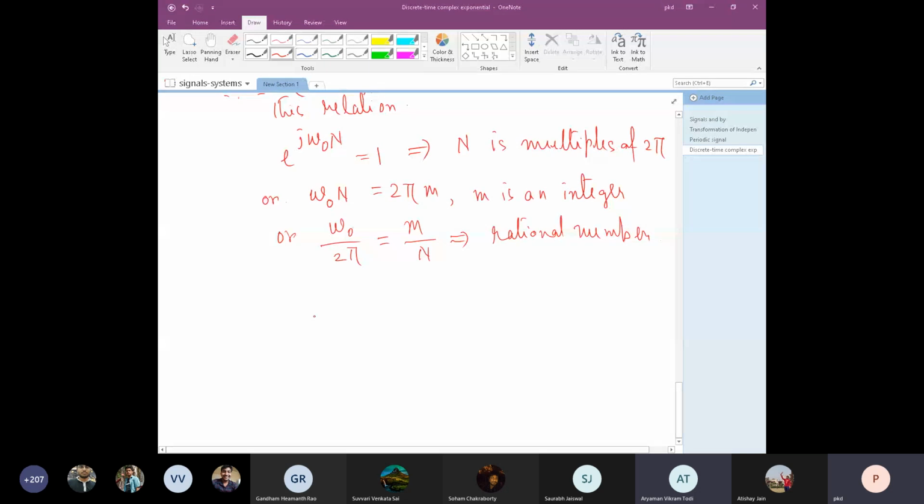I didn't understand this part. We're writing e to the power j omega naught capital N is equal to 1. That means omega naught n should be 2 pi m. So why are we writing n is a multiple of 2 pi? How can capital N be a multiple of 2 pi? It has to be a multiple of 2 pi by omega naught, right? So omega naught n equals twice pi m, so n is equal to twice pi m by omega naught.